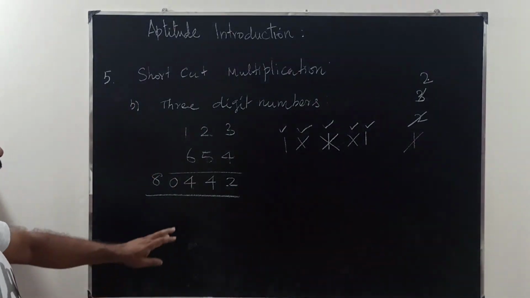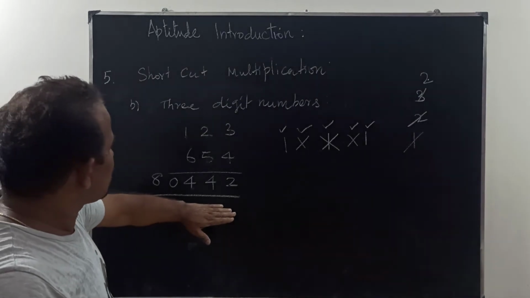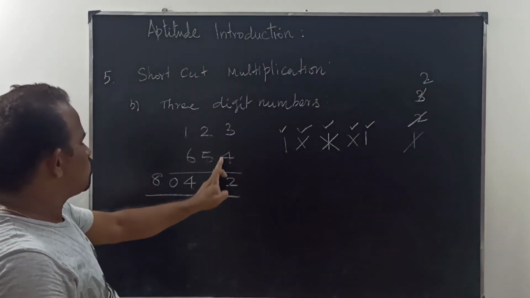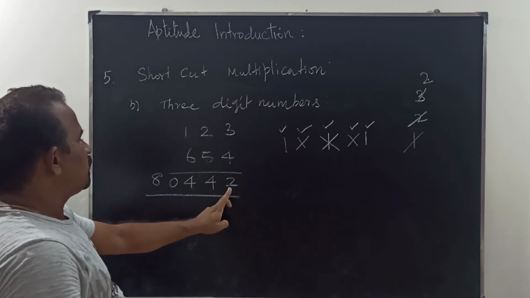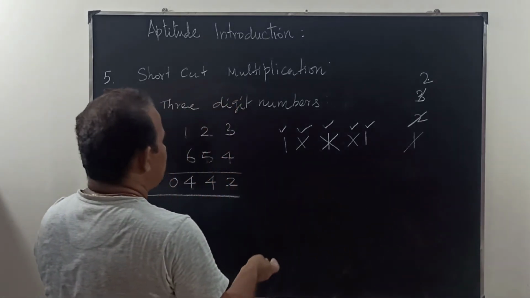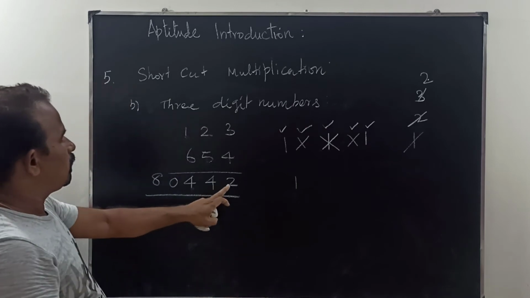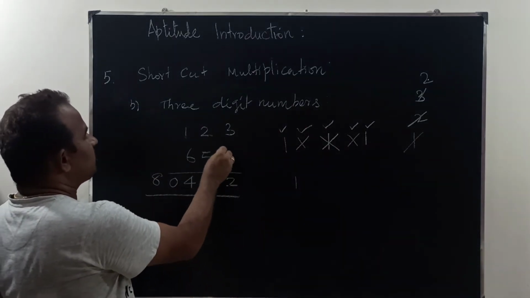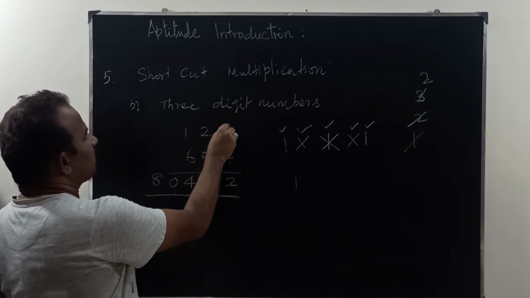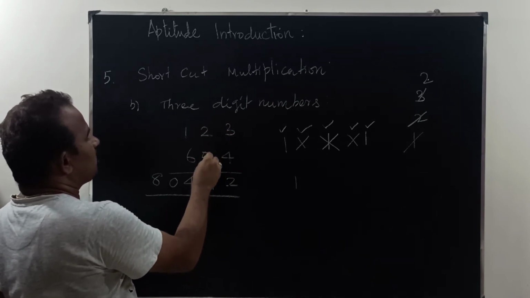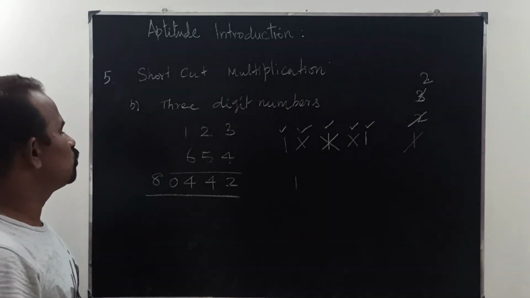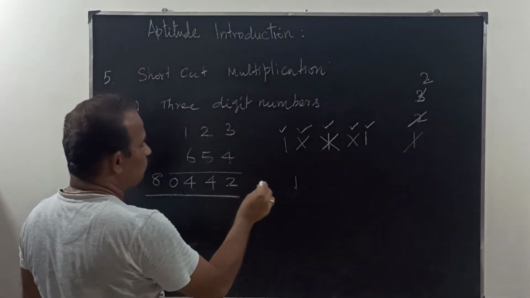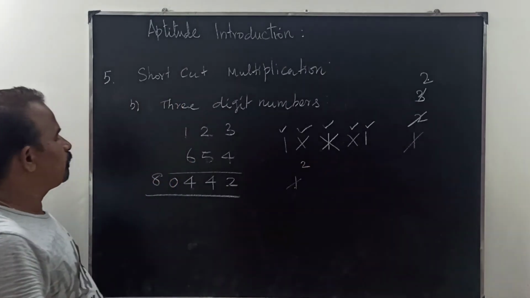Again I am repeating, 4 into 3, 12, remaining 1. Okay, 4 into 3, 12. Then 8 plus 15, 8 plus 15 is 23. Okay, 23 plus 1 is 24, the remaining 2.